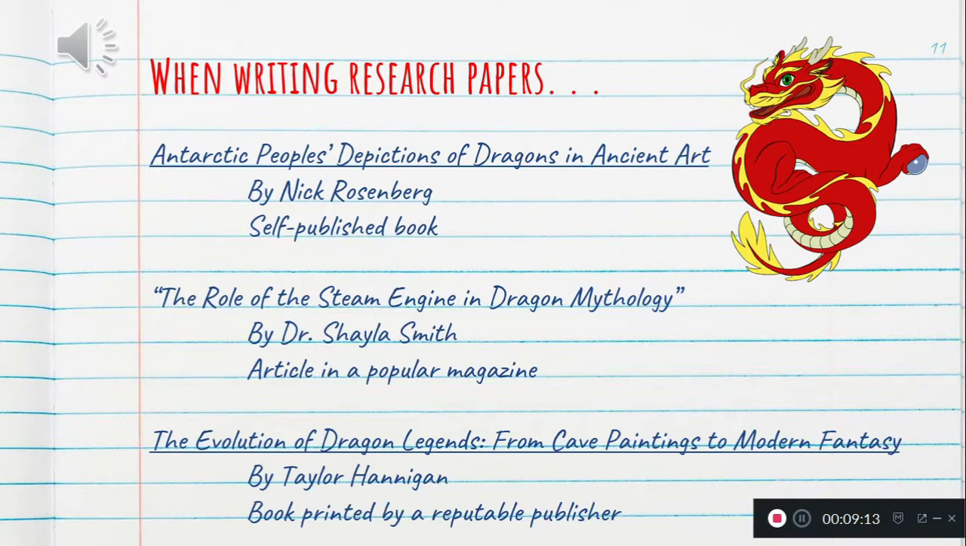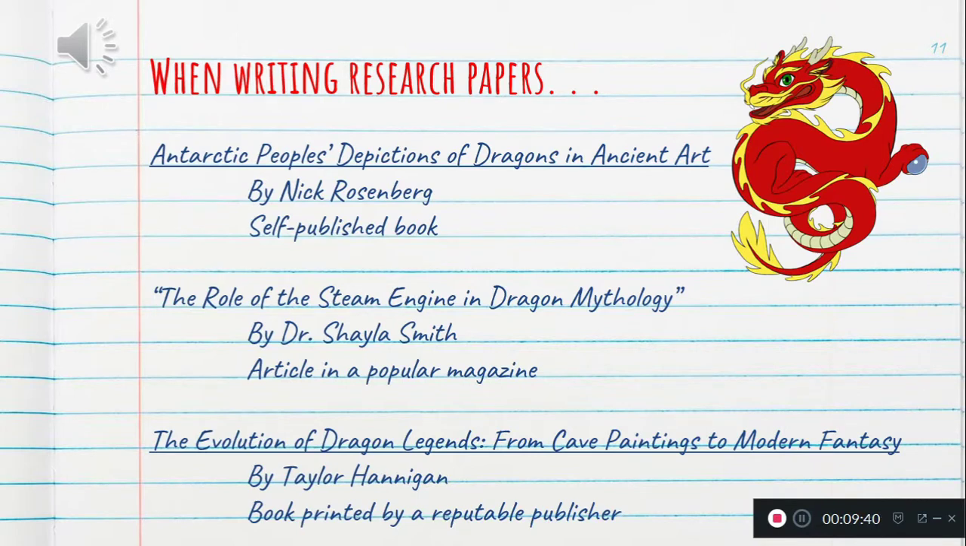The only thing that has got you wondering when you look at this source is the title, The Role of the Steam Engine in Dragon Mythology. You think that steam engines, steam trains, are a relatively new invention compared to dragon legends, which are thousands and thousands of years old. So you decide, maybe this is a good source, and you're going to take a second look at it to see if it knows what it's saying and if you can use it.